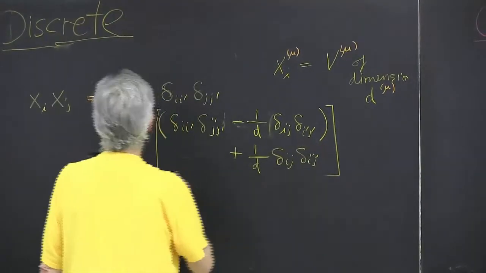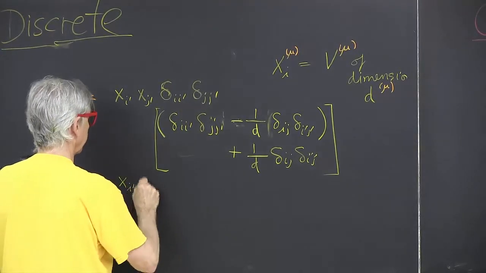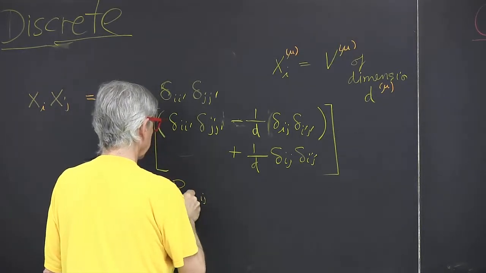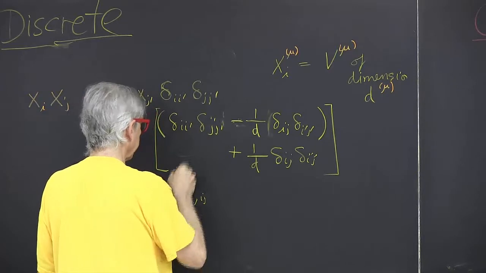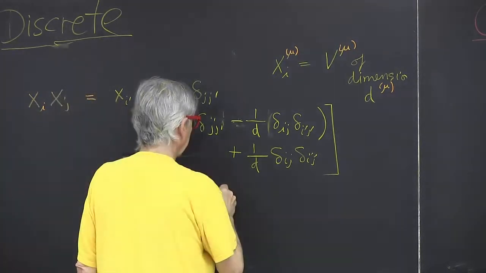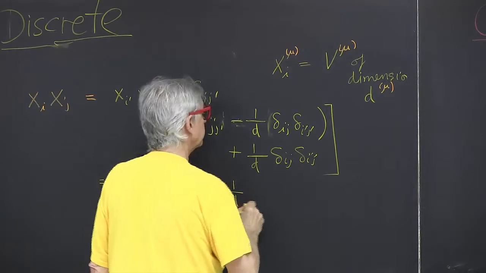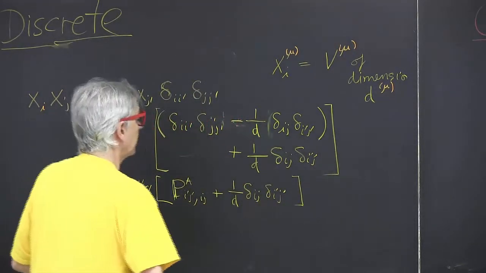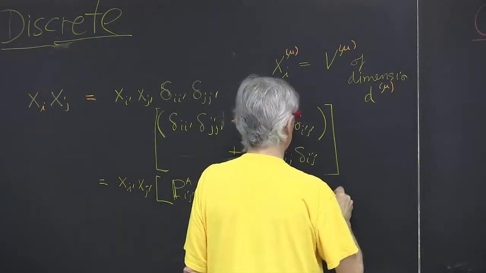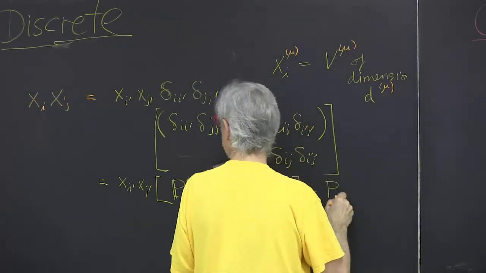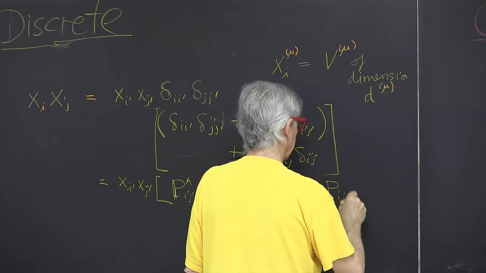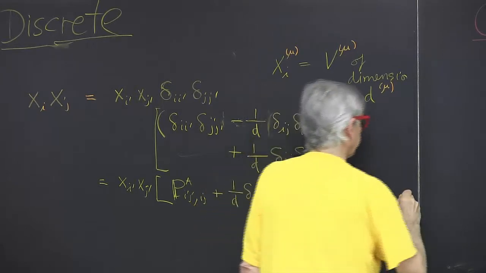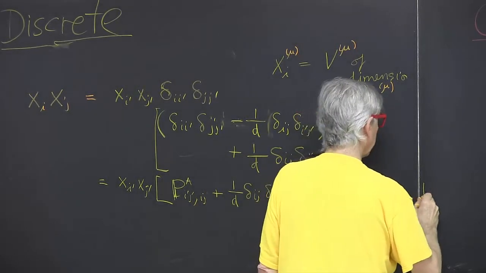But now I can write this with indices i prime and j prime. It has 4 indices. And p is 1 over d delta. But this I can write as my projection operator, acting on indices i j, plus 1 over d.